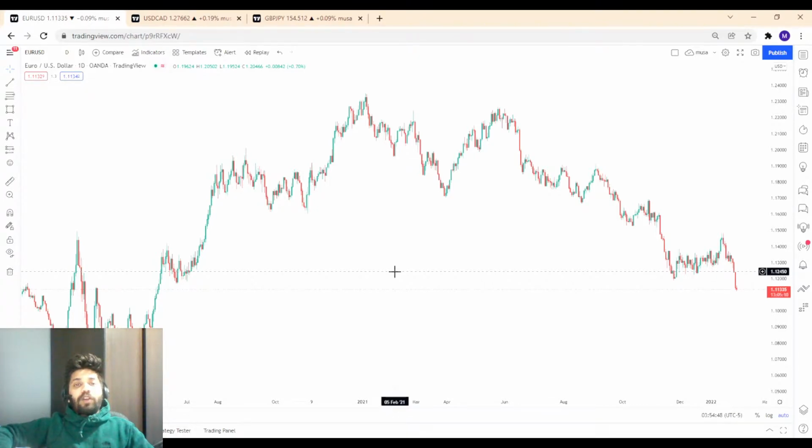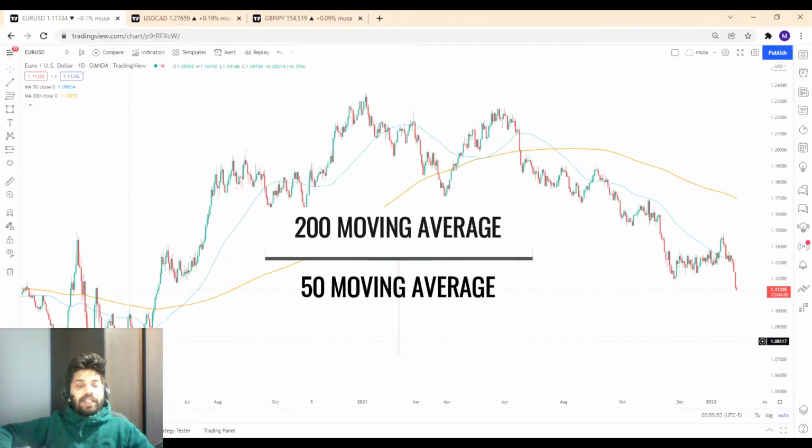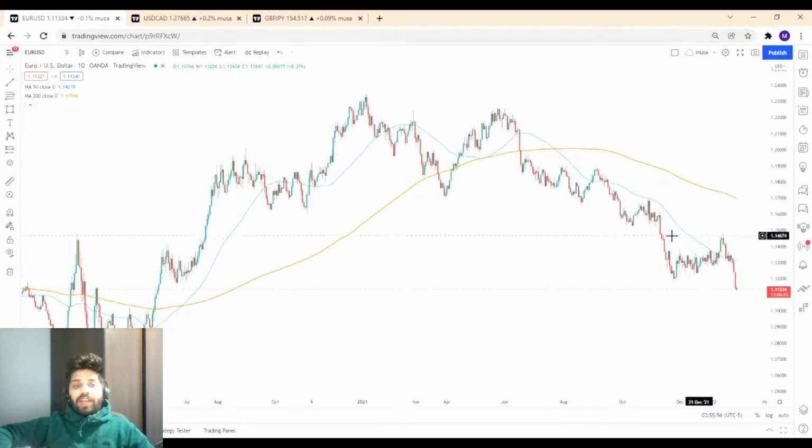So let me plot the moving averages first. The golden color one is 200 moving averages and the blue color one is 50 moving averages. If you see, when the 50 moving averages crosses the 200 moving averages from below, the price goes up. On the other hand, when the 50 moving averages crosses the 200 moving averages from the top, then the price falls down, that we can see clearly in this chart.